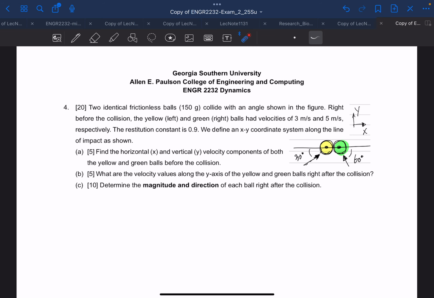And the next problem was about this collision. So this is something we tried in class, just the numbers were slightly updated. So we have two identical frictionless balls, and they are colliding with each other at the angle shown there, and right before the collision, the yellow and green balls had velocities of 3 and 5. The red one is 3 meters per second, and this is 5 meters per second, like that. And that e value, the restitution coefficient, is going to be 0.9, and the coordinate system is in that direction. And here we would like to find the horizontal and vertical velocities of these before the collision.